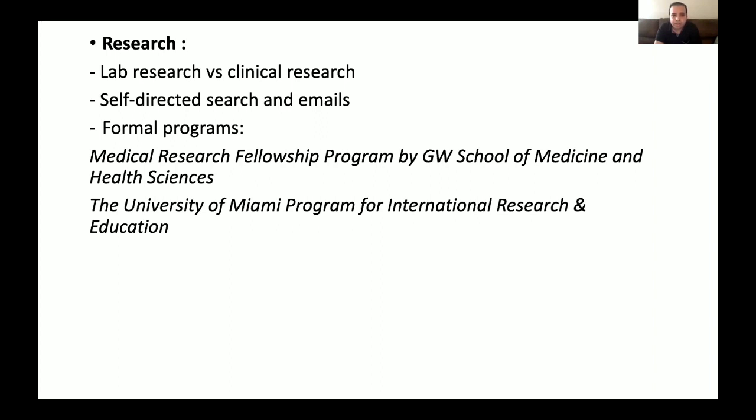Like observership and externship, there are formal programs which provide research based on application and certain payment. A couple of programs I have listed in this slide too. I think the slides will be shared with all of you in the end, so you can make use of all these links and the list that I have shared here.